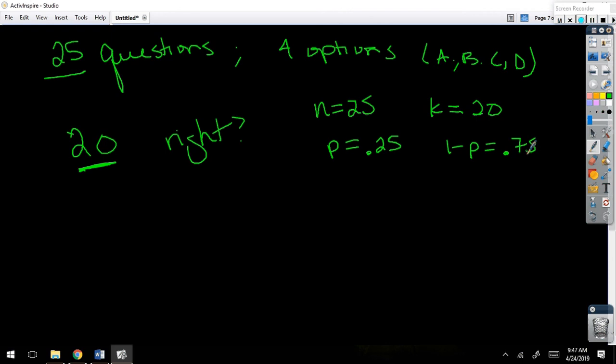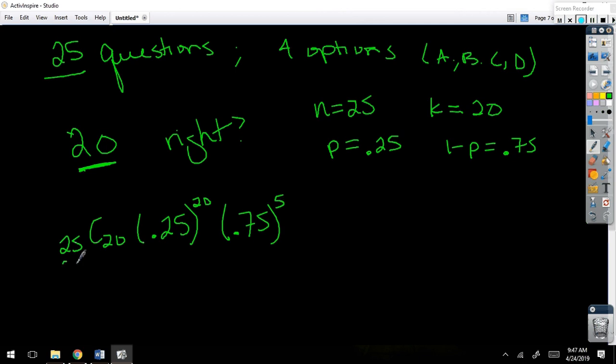So the probability of getting just 20 right would be 25 choose 20 times 0.25 to the what power? 20th power times 0.75 to the what power? 5. Multiply these together to get that, okay? That's the problem. It's going to be a terribly small number because the chances of you randomly guessing 20 right out of 25, and there's only a 25% chance for each one, is really, really low.